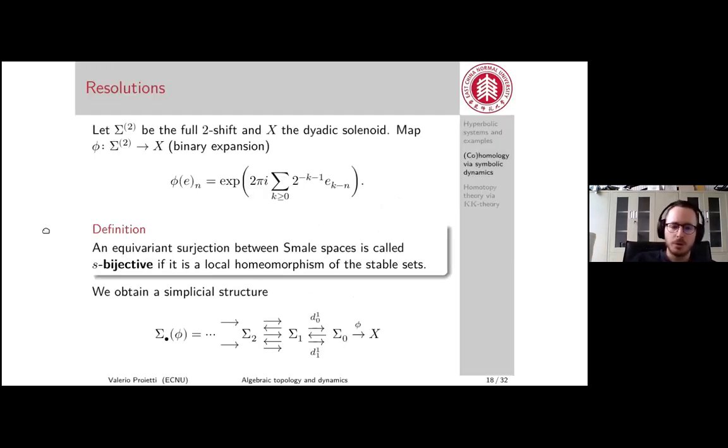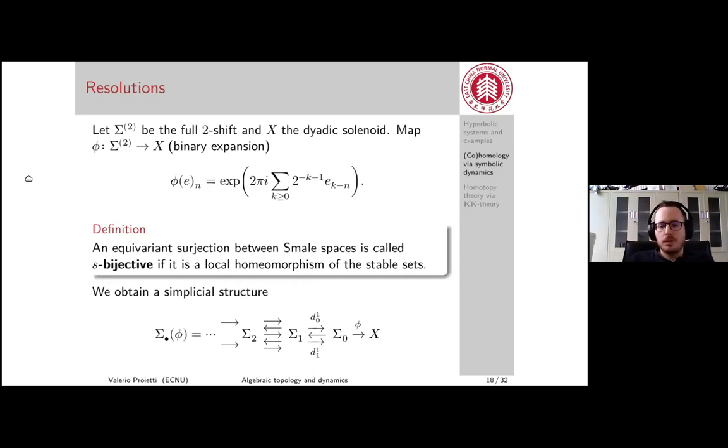So I have an example here on top. Let's look at the definition before that. An equivariant surjection of Smale spaces is called s-bijective if it is a local homeomorphism when I restrict it to the stable sets. Locally I have this product structure, so I can restrict my map on this open set where I have this trivialization, and I ask that on the stable coordinates, I get a local homeomorphism.